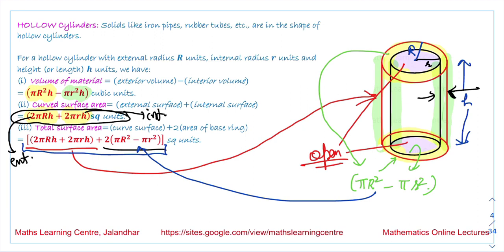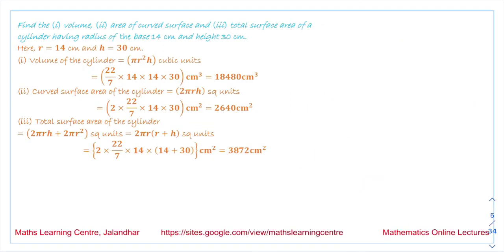Next, we are given that the cylinder has a base radius of 14 centimeter and a height of 30 centimeter. We have to find the volume, curved surface area and total surface area. So the base radius is r, and this is the value of h. The formula we know is pi r square h. This is the formula for the volume. So when we substitute the values, pi is 22 by 7. You can use pi as 22 by 7 or you can use 3.14. It depends upon the question how we are using this value.